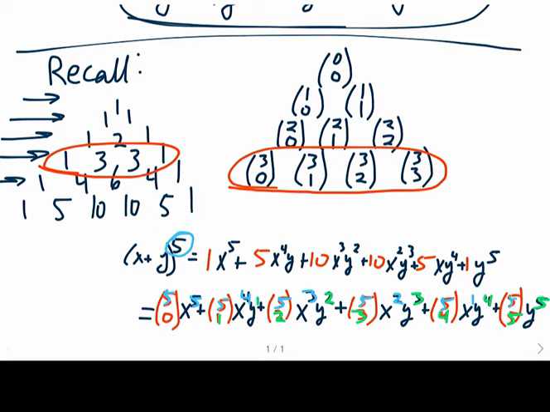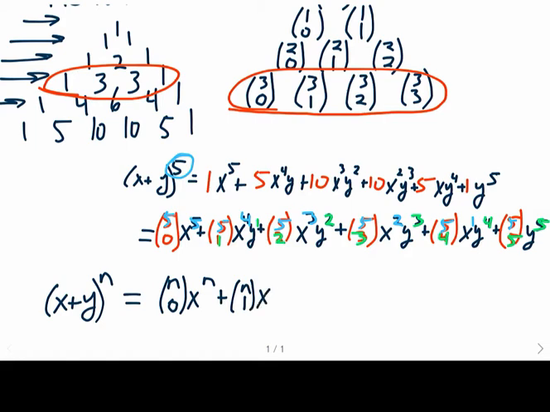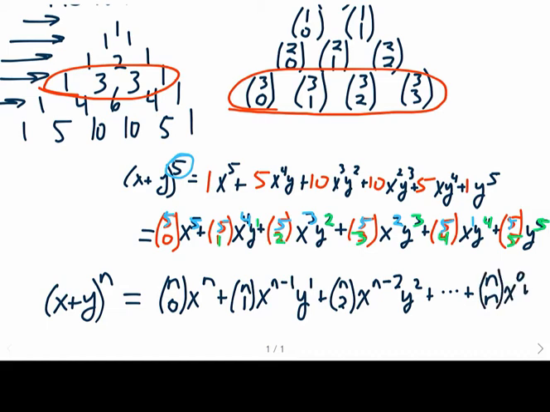Okay? So this generalizes to x plus y to the nth power is equal to n choose 0 times x to the n plus n choose 1 x to the n minus 1, remember it's going to decrease by 1, times y to the first, if you like, plus n choose 2 x to the n minus 2 times y squared plus dot dot dot, bunch of terms, I don't know how many because it's n, all the way up to n choose n, x to the 0 power y to the nth power.